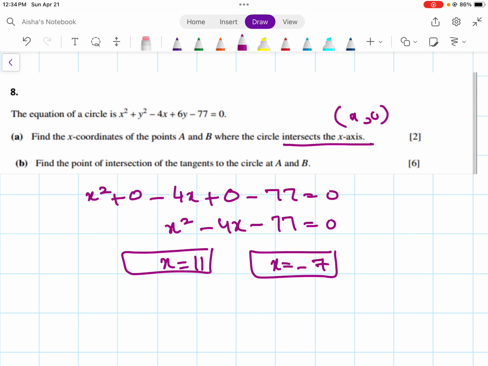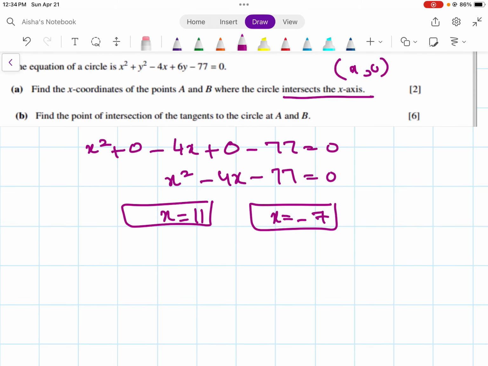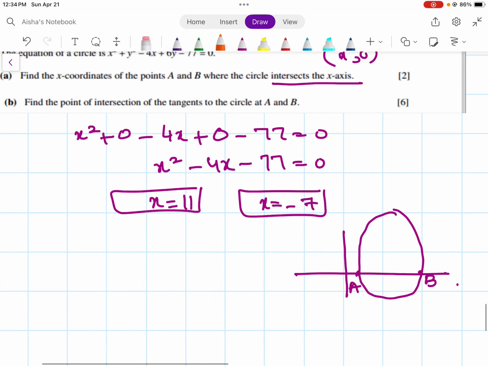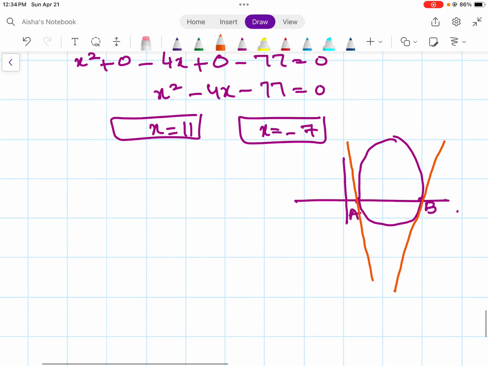Find the point of intersection of the tangents to the circles at... so the circle crosses the x-axis at A and B. There are two tangents at A and B. And these two tangents intersect somewhere at T. So we have to find this. First, find equation of tangent.